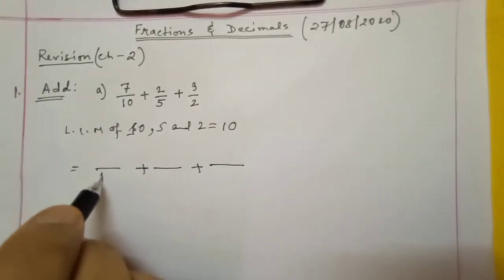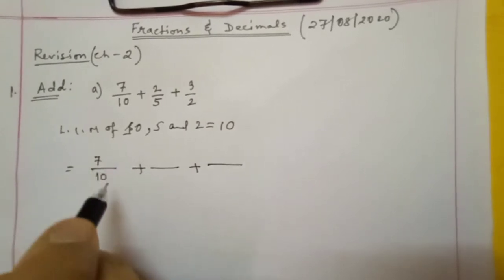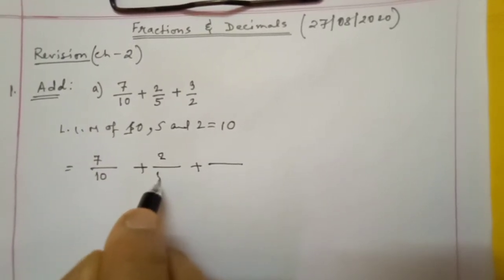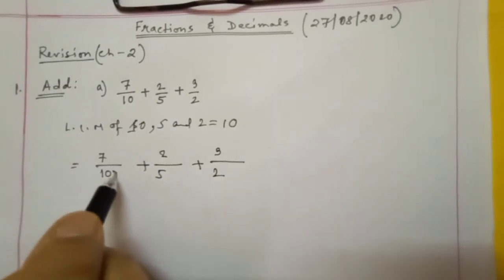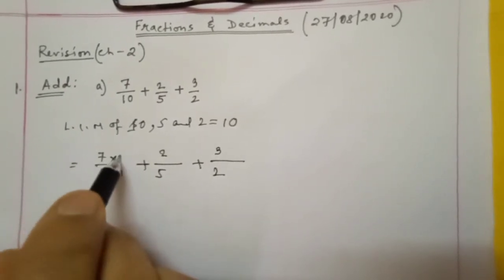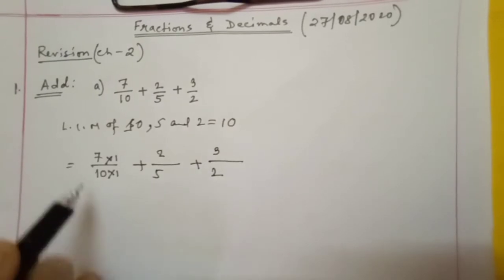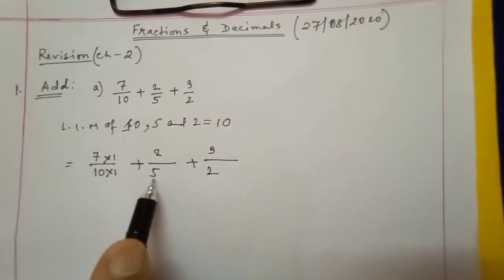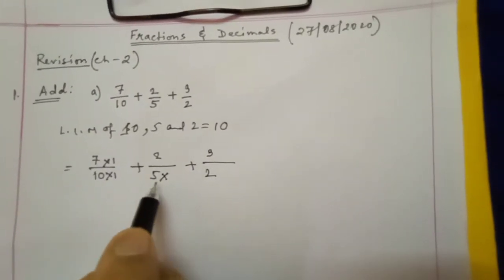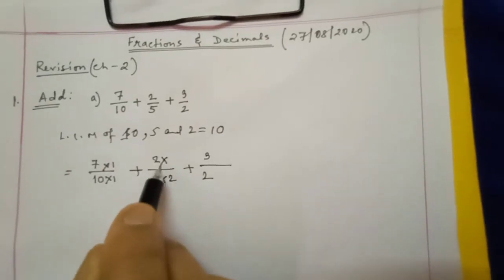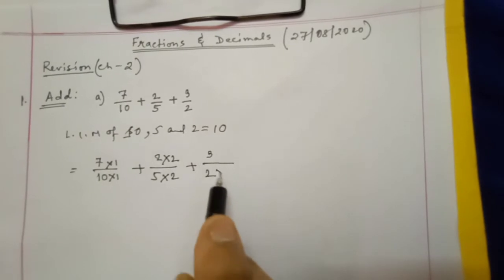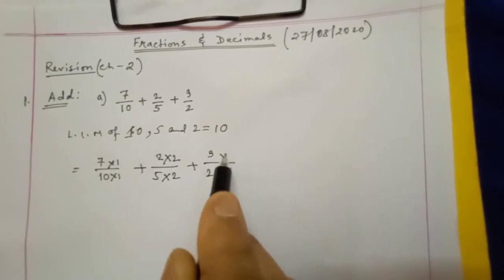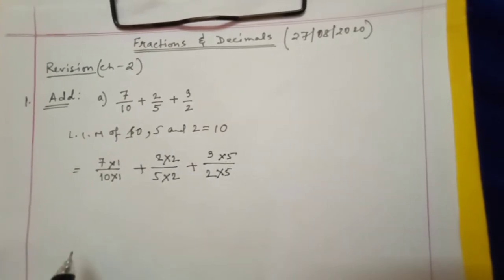It was already 10, so 10 and 7, and it was 2 by 5 and it was 3 by 2. To make it 10, it is already 10, so no need to multiply by any number. So only 1 I have given here. To make 2 into 10, what will you multiply? You will multiply by 5, both numerator and denominator. Here, to make 5 into 10, you have to multiply by 2, so both numerator and denominator you will multiply by 2.